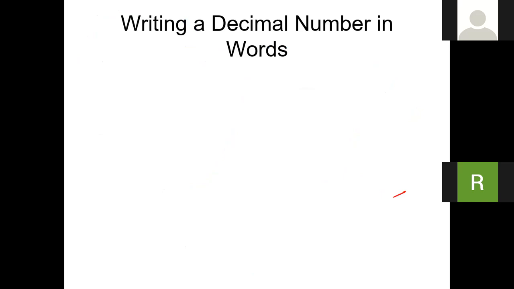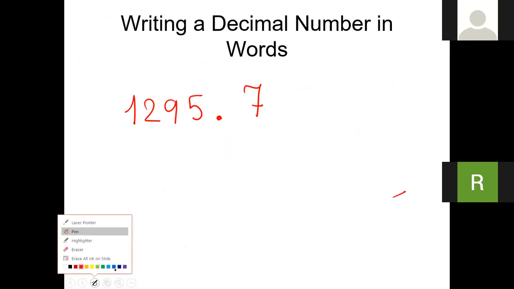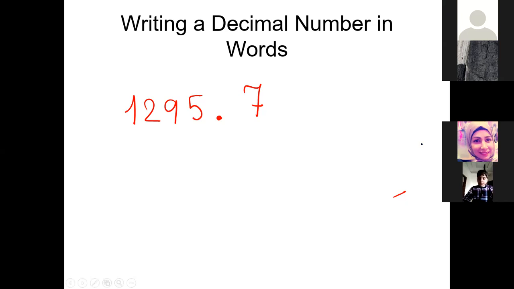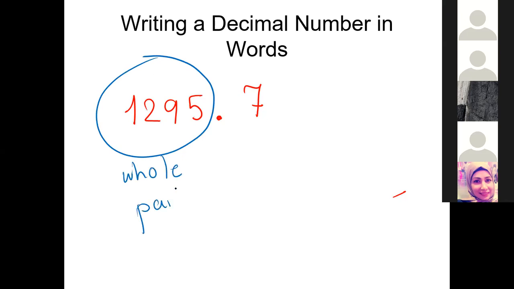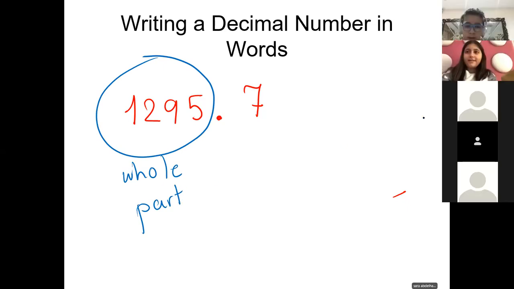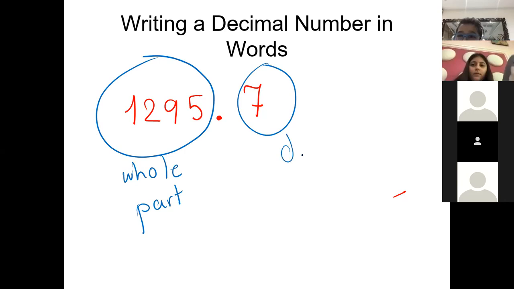Okay. So, for example, when I say 1,295.7, what is the whole part in this number? Who will tell me what the whole part is? Amal. 1,295. Excellent. 1,295 is the whole part. Okay, what is the decimal part? 7. Excellent, 7 is the decimal part.